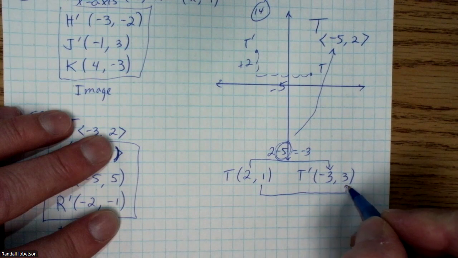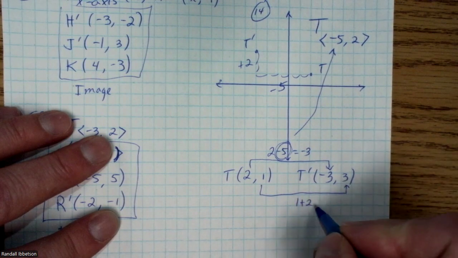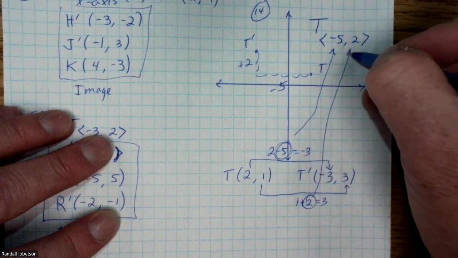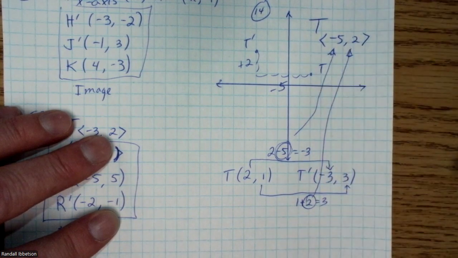Same thing with the y's. Take the 1 and do what? Add or subtract? 1 plus 2 is 3. There's that 2, and there it is right in my answer. So that was number 14.